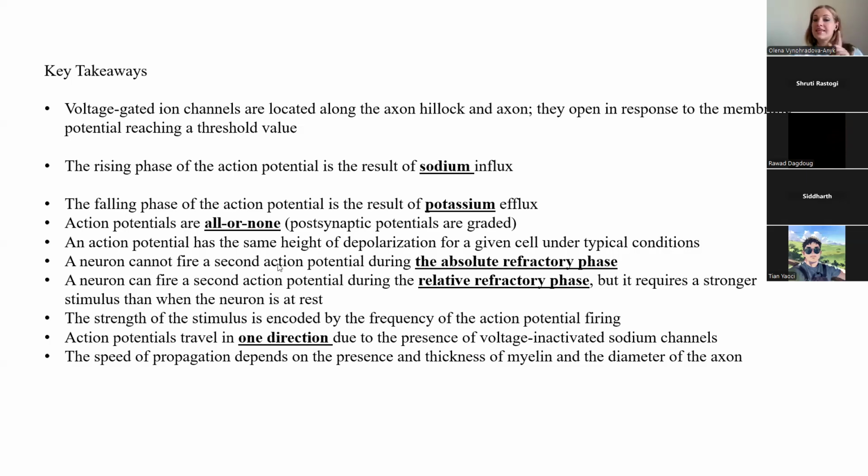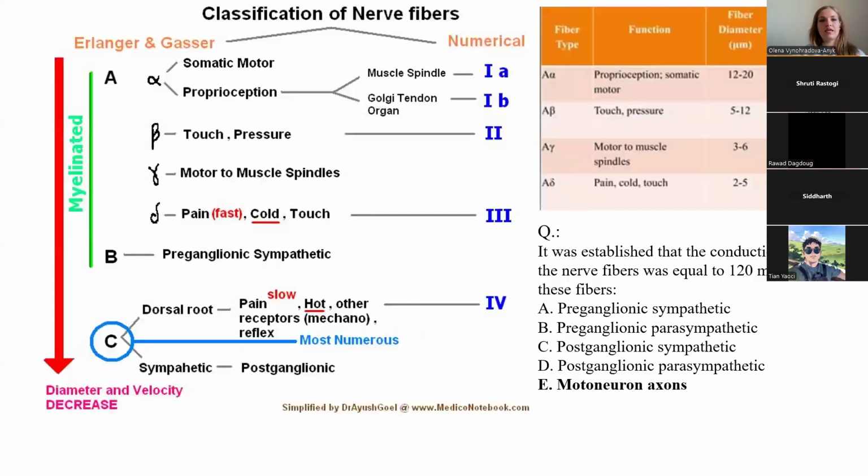A neuron cannot fire a second action potential during the absolute refractory phase. A neuron can fire a second action potential during the relative refractory phase, but it requires a stronger stimulus than when the neuron is at rest. The strength of the stimulus is encoded by the frequency of action potential firing. Action potential travels in only one direction, as I told you before, due to the presence of voltage-inactivated sodium channels. And the speed of propagation of the signal depends on the presence or absence of myelin, thickness of myelin, and diameter of the axon, plus amplitude of the action potential, plus the threshold level.